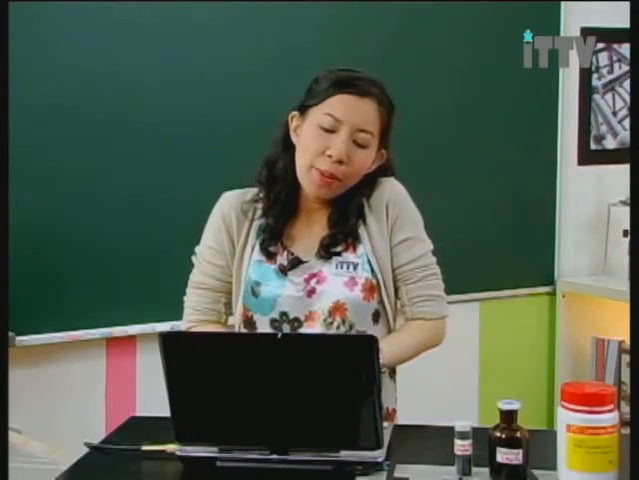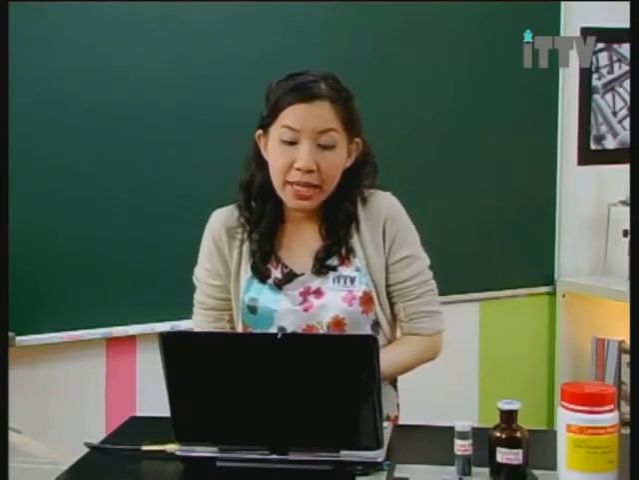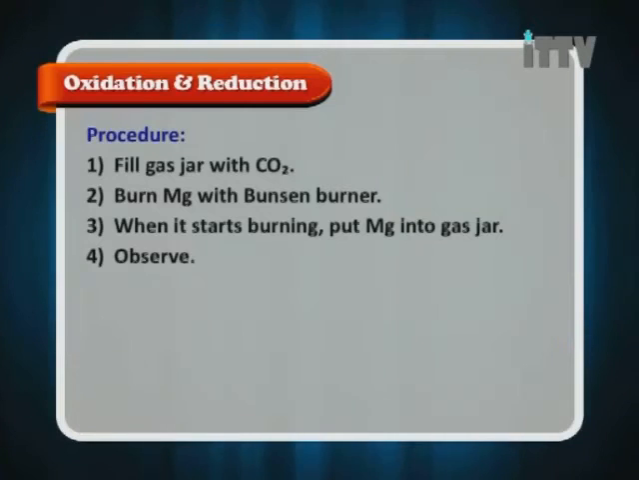Another example whereby we react magnesium and carbon dioxide. The procedure was we fill a glass jar with carbon dioxide and we burn magnesium with a Bunsen burner. When magnesium starts burning, we put it into the gas jar and we observe.